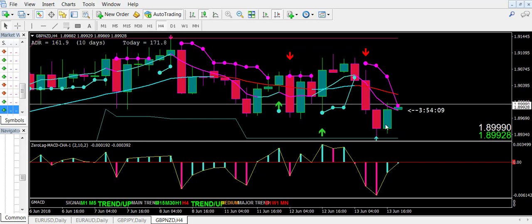Just get out early. You could have bagged an easy 100 pips on this trade and been out for any possible retracement. Now we're waiting to see if the price is going to reverse and go to the upside, or this is just a short retracement and the price might continue to the downside.